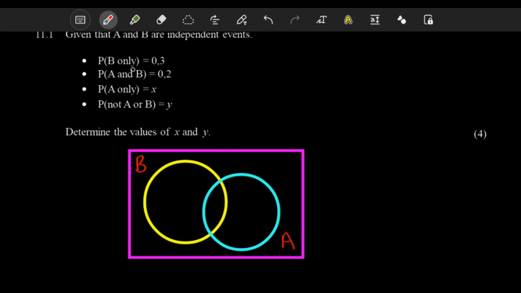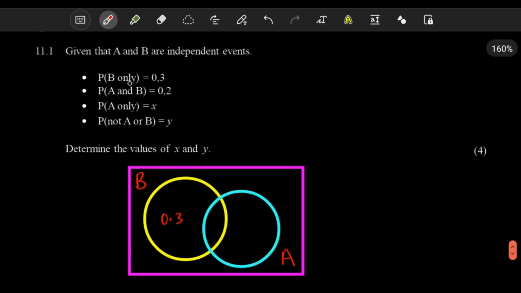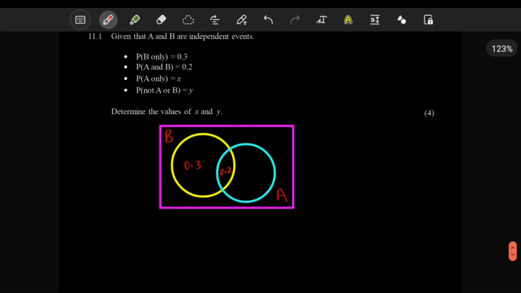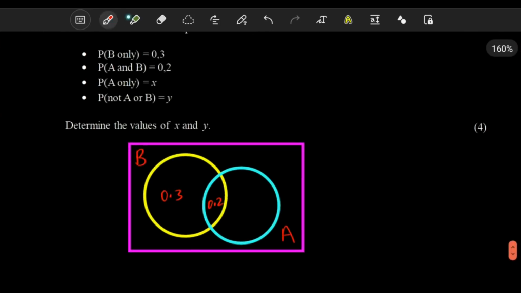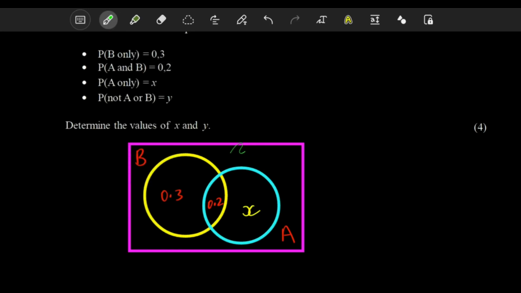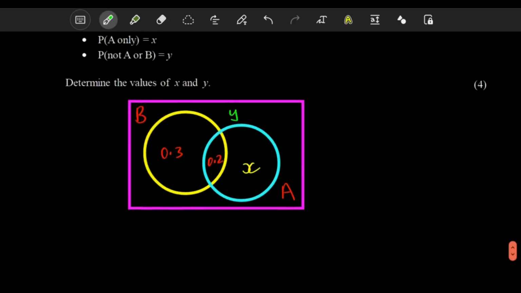So they say here the probability of B only is 0.3. So B only here, we can put a 0.3 over there. And then they said the probability of A and B is 0.2, so you can put a 0.2 over there. Then they say the probability of A only is X, so you can put an X over there. And then they say the probability of not A or B is Y. So this is saying anything that is outside of A and B, you're going to have that as Y. That's the best way to represent this given information. They say here, determine the values of X and Y.